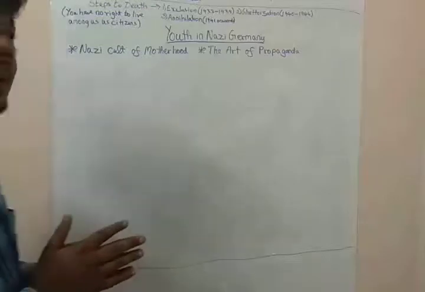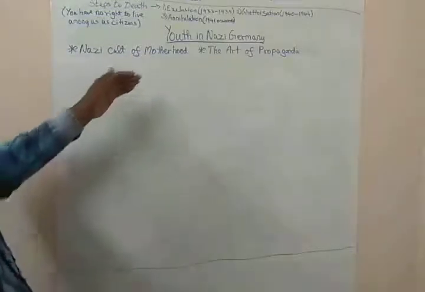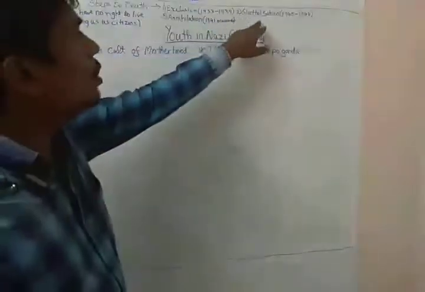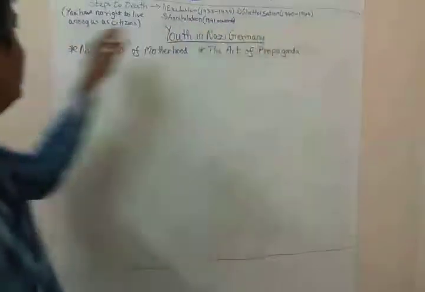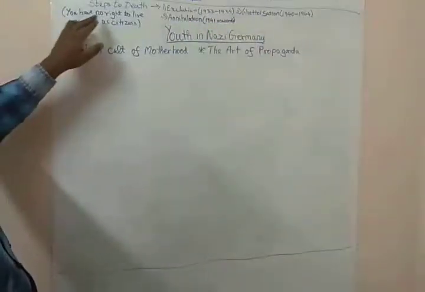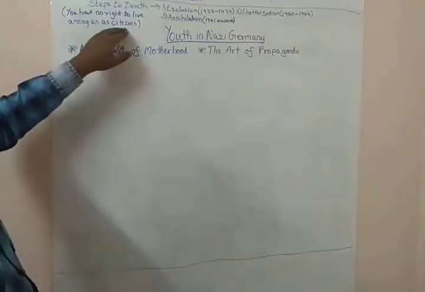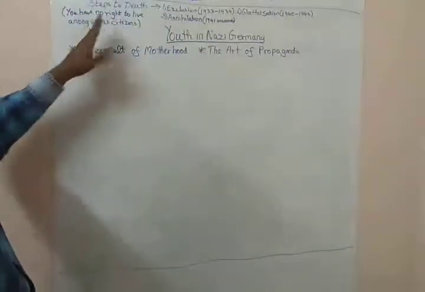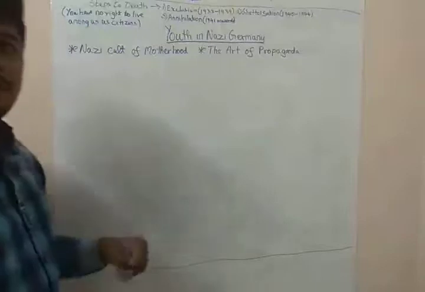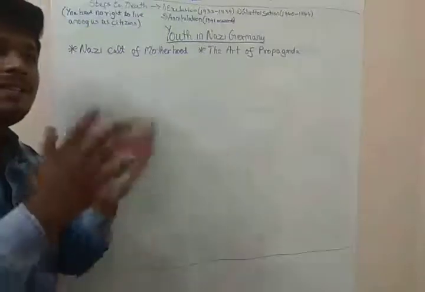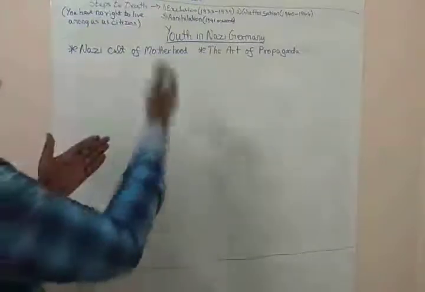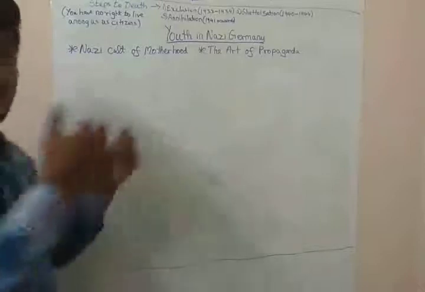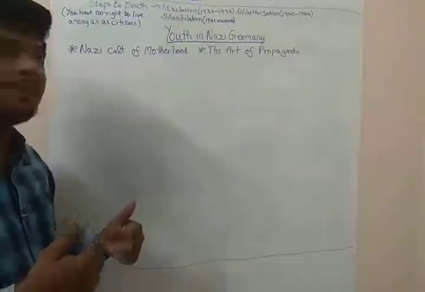Okay, ma'am. And here they followed a term. First one is, you have no right to live among us as citizens, and the next in ghettoization, you have no right to live among us. As citizens, citizenship was denied. And the next thing is, you should not live along with us, among us. That's the second thing.